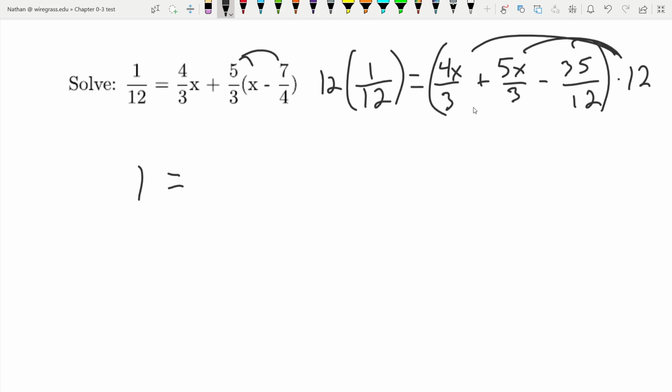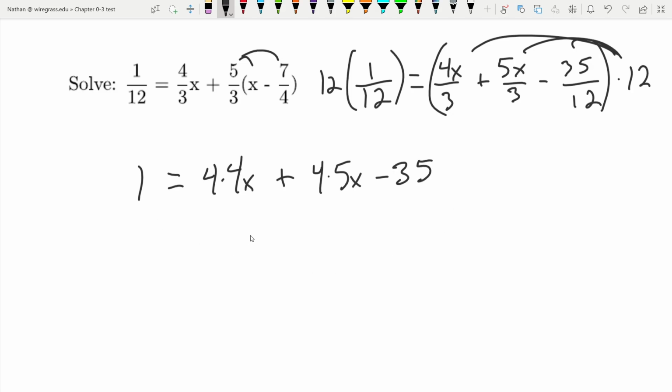3 and 12 reduce to make it just 4 on top. 4 times 4x is 16x. Or I'll just write it like this: 4 times 4x. That's from the reduction of the 12 and the 3. And then once again, 3 and the 12 reduce, so we're going to get 4 times 5x. And then the 12 and the 12 cancel, and we're just left with this minus 35.